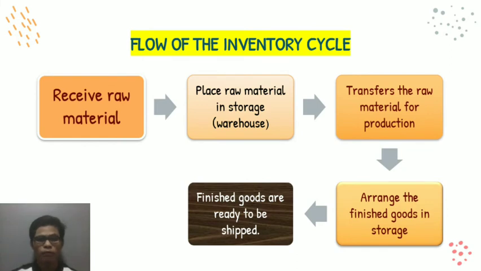Next, we move to the flow of the inventory cycle. The first flow is receiving raw material, which means the management receives the raw material, and then the management places the raw material in storage, which means in a warehouse. After that, the management transfers the raw material purchased for production purposes. Next, the management will arrange the finished goods, the complete goods, into storage before the finished goods are ready to be shipped to the customer.